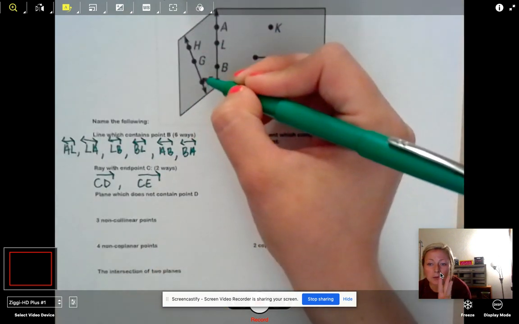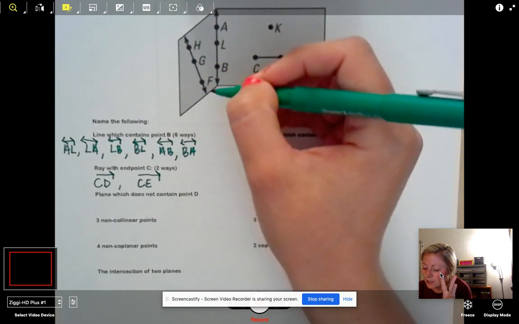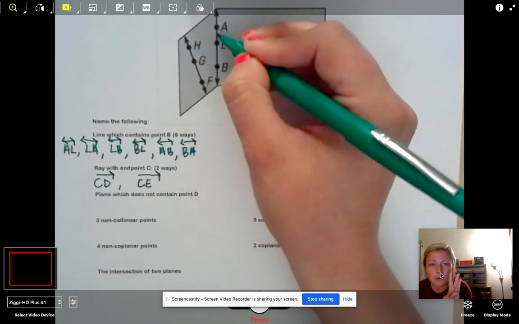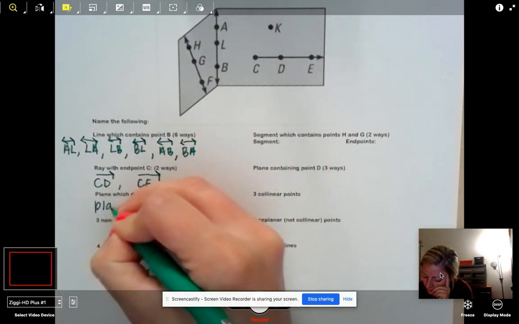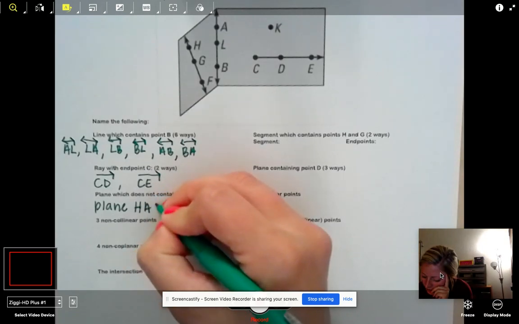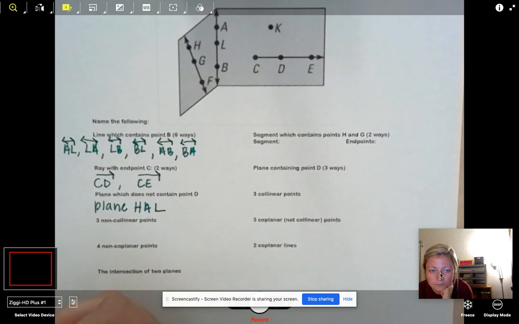So remember, we have to pick 3 points that aren't on the same line in this plane. So I could say H and then pick 2 points from over here. So let's say plane H, A, L. So that is naming this plane over here.